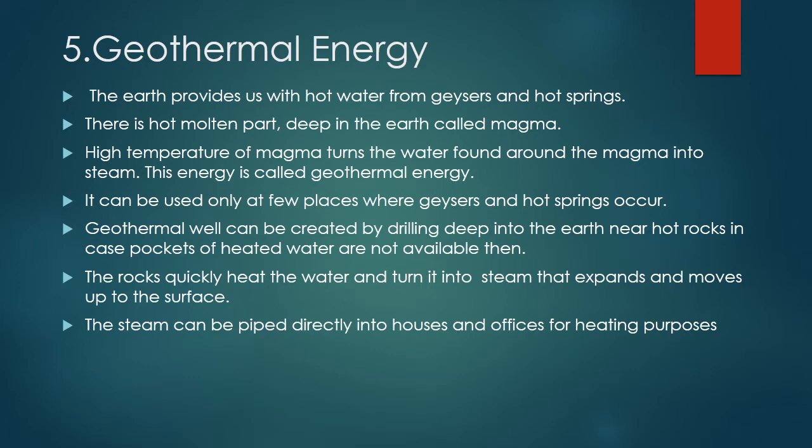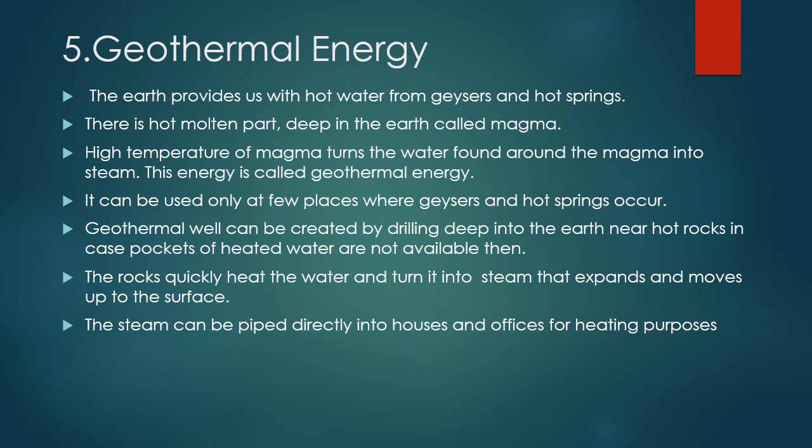Geothermal energy. The earth provides us with hot water from geysers and hot springs. There is a hot molten part deep in the earth called magma. You all know what magma is. Magma is a hot molten part. The high temperature of magma turns the water found around the magma into steam. This energy is called geothermal energy. So basically geothermal energy, geo means earth and thermal means heat. So geothermal energy is the heat energy of the earth. It can be used only at few places where geysers and hot springs occur.